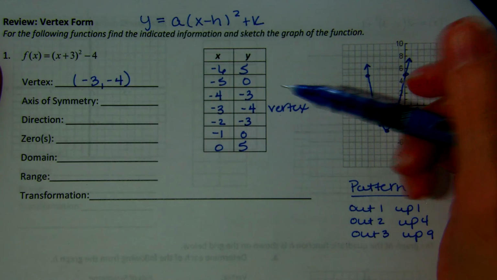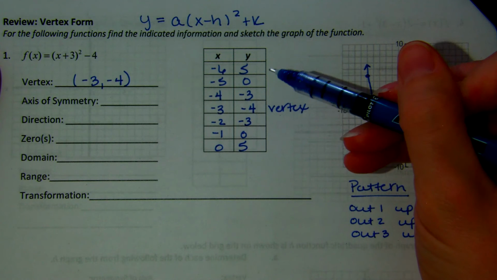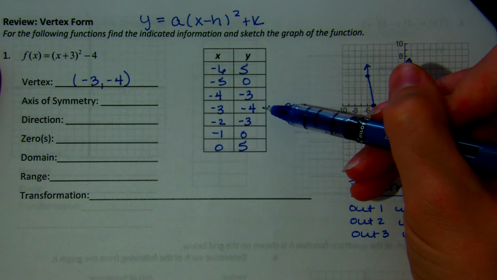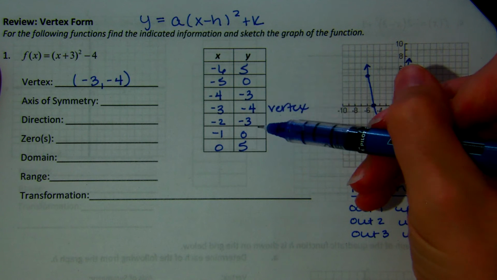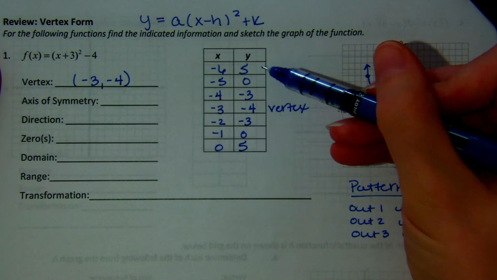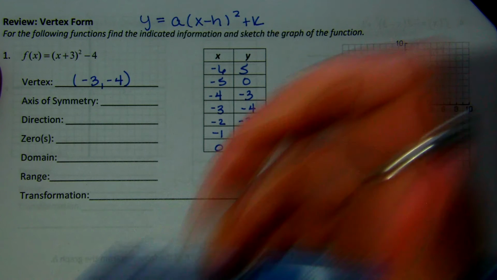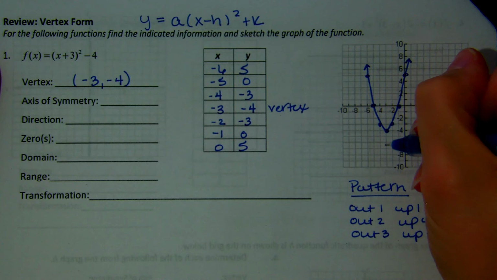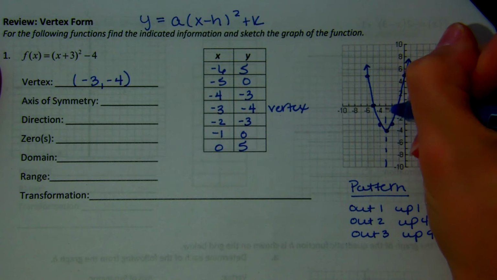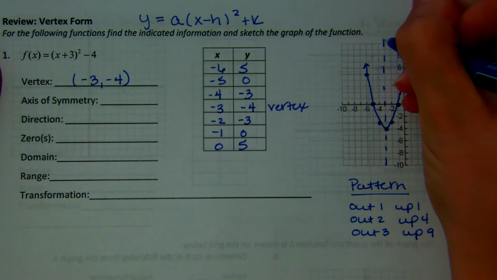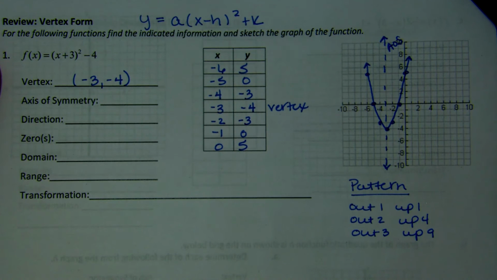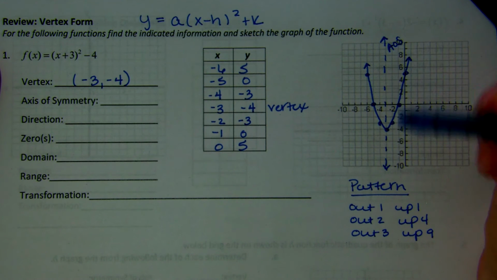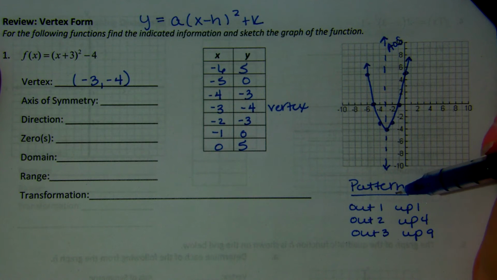You should notice that there is symmetry in the table, meaning that on either side of the vertex, the table is the same: -3, 0, and 5. All right. We have that symmetry on the graph as well. On either side of the vertex, the graph is the same. Because of that, we have a line that we call the axis of symmetry that we draw down the middle of the parabola to show that we understand that it's symmetric about that line.